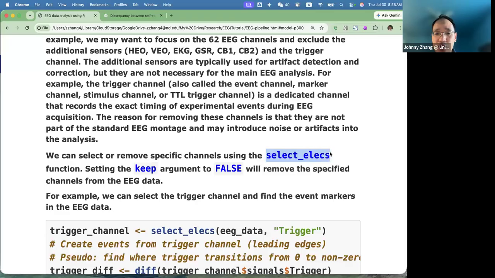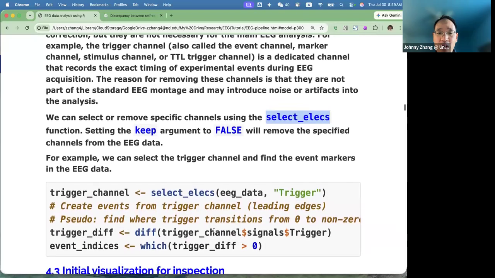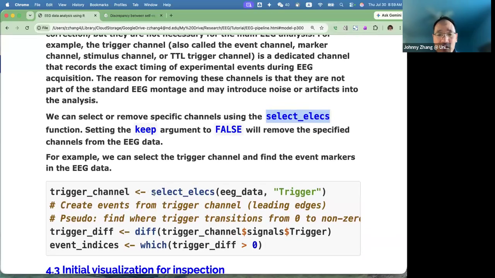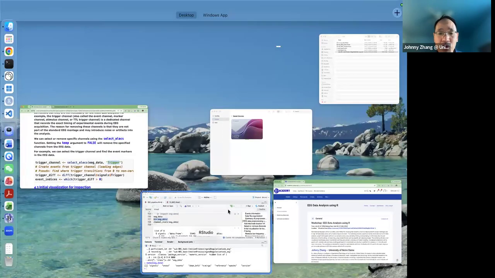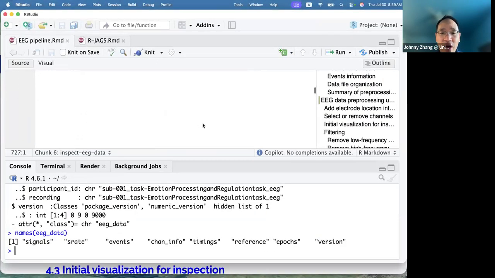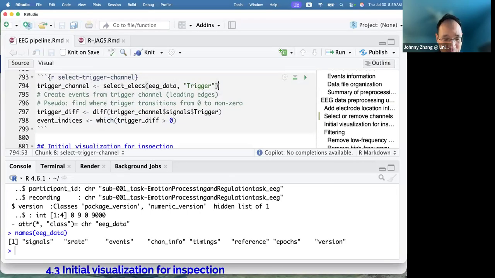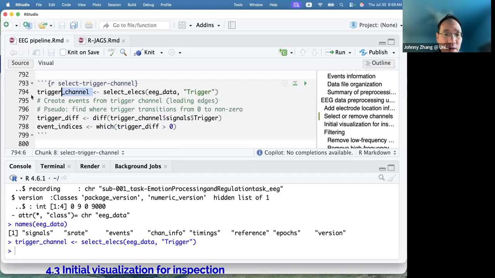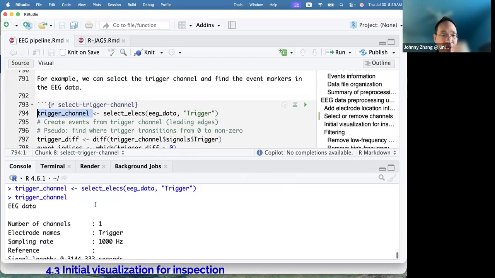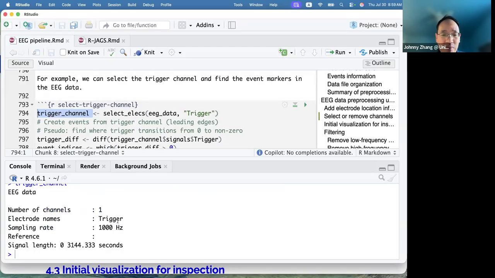The function select electrodes can be used to remove or keep channels. So this selects the trigger channel only. Therefore, after you do this, you will have the information on the trigger channel only, and you remove the other information. I can quickly show you what I mean here. If you look at the data set, notice that there's only one channel here. The name is trigger, because we only selected this trigger channel.